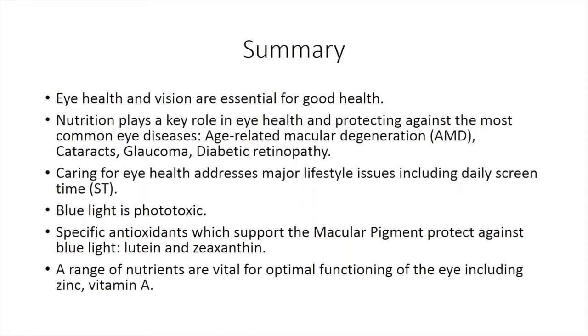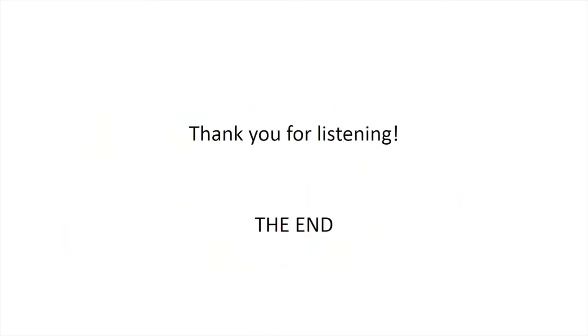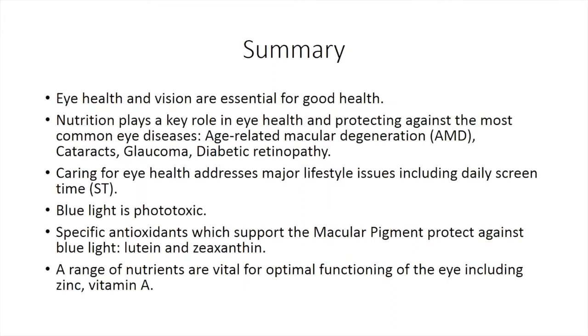And there are a range of nutrients that are vital for optimal function of the eye, but particularly zinc and vitamin A, possibly vitamin E as well. But those four, lutein, zeaxanthin, zinc and vitamin A, although of course there's a whole array of nutrients required, vital for eye health. So that's really come to the end of the webinar. Thank you so much for paying attention. Hopefully you've got some key facts from that. So I might just give a quick summary.